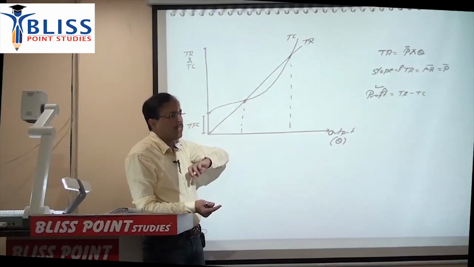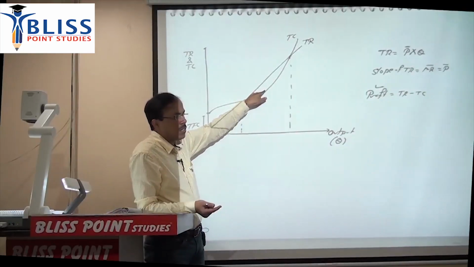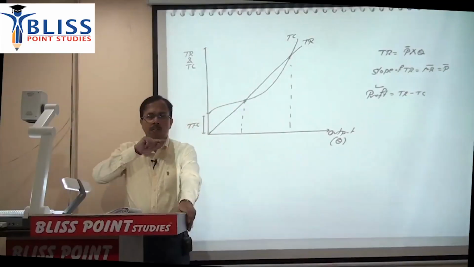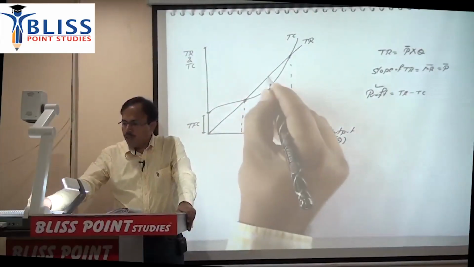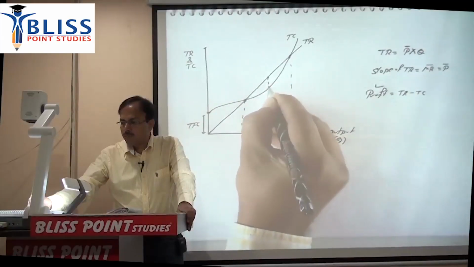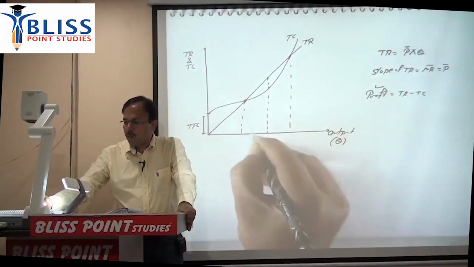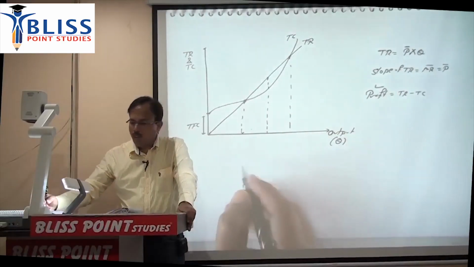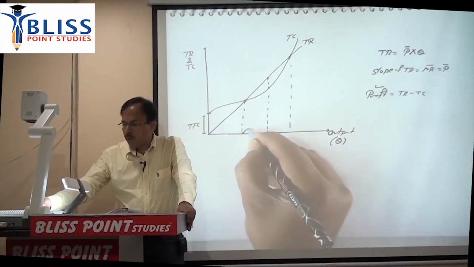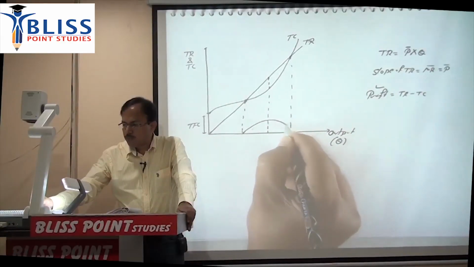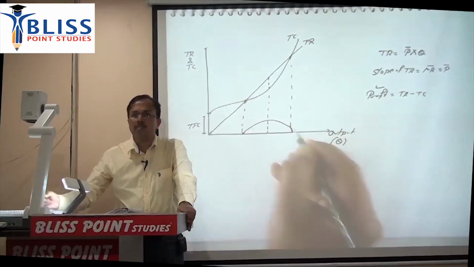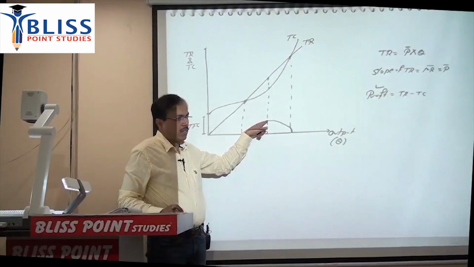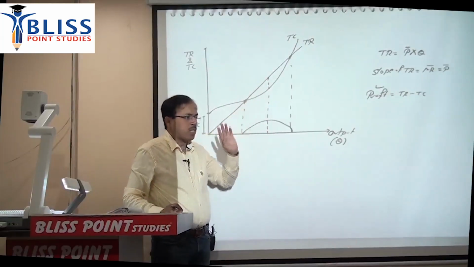So what will be the shape of the profit curve? Initially it will increase, it will reach a maximum, and then it will decrease. So if you plot that, it will be an inverted U. The distance gets maximized here. You can plot that profit curve in the same diagram or separately. If I use the same diagram, then profit will be this inverted U shape. This is your profit curve. Profit is highest here, where the difference between TR and TC is maximized.